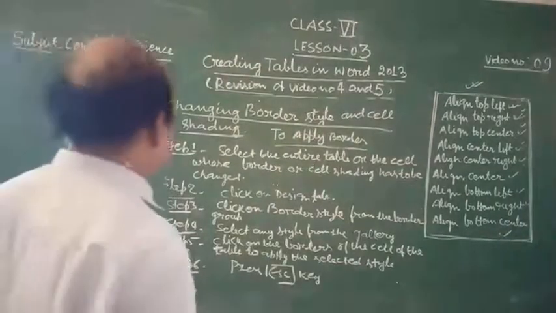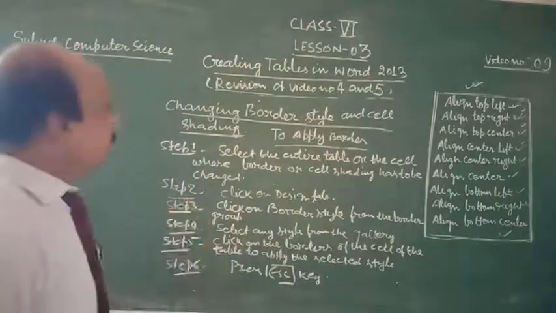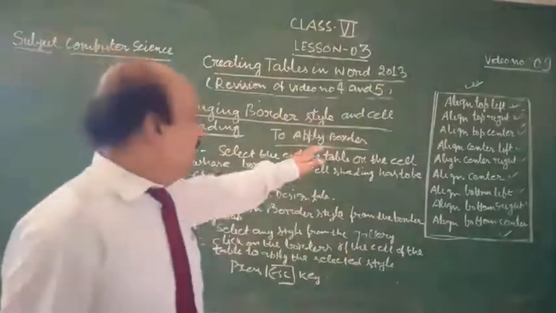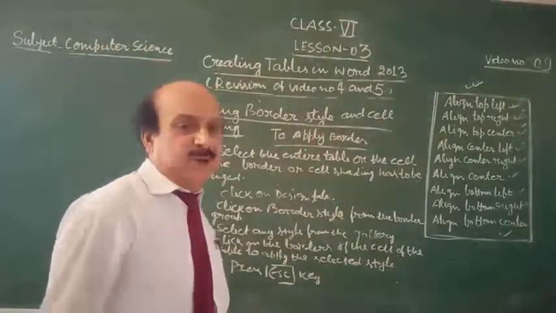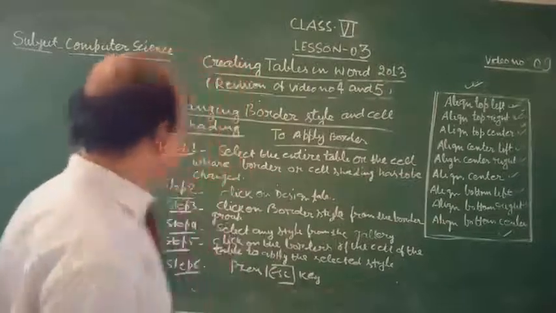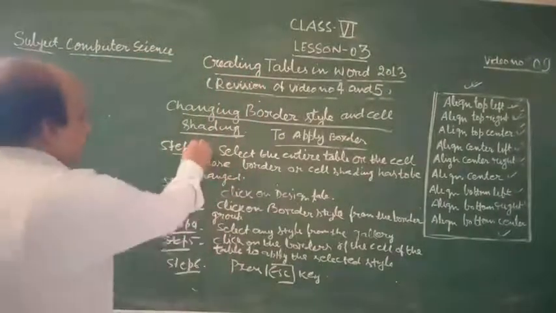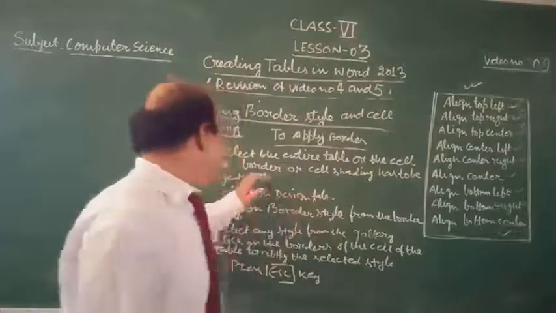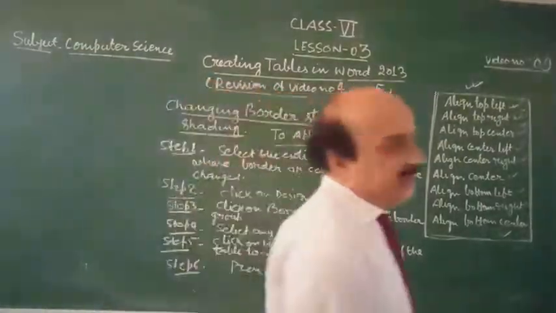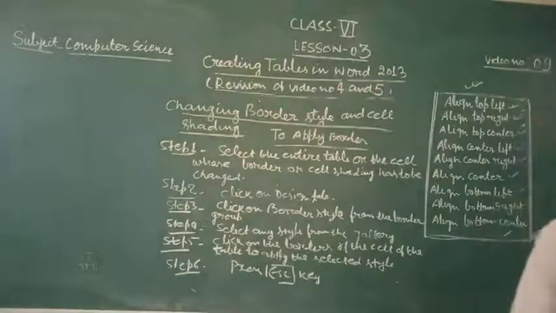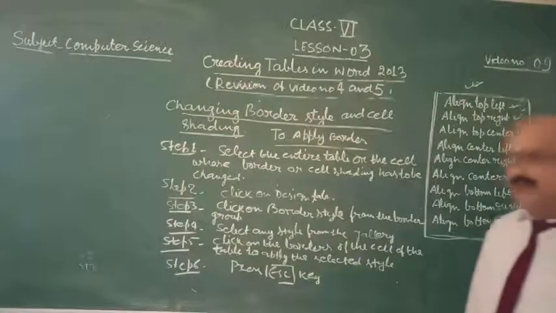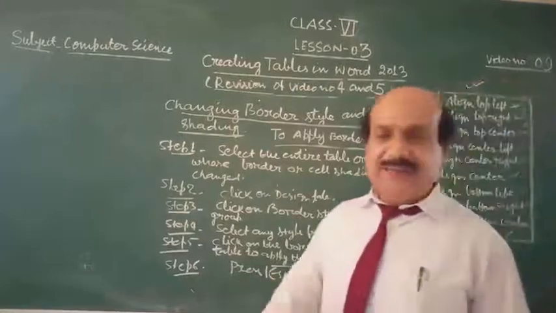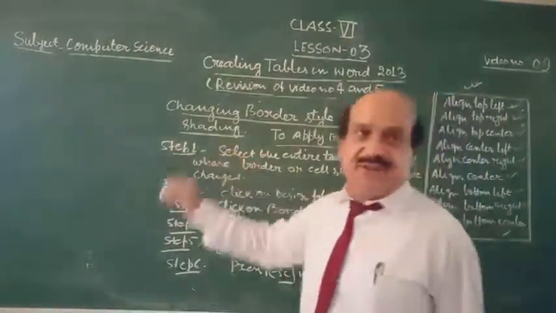Now see here, students, changing border style and shading. To apply borders, how can we apply the new border style? So I have given the steps here. Step 1: select the entire table or the cell whose border or cell shading has to be changed. First of all you will select the cells or the table whose border has to be changed. This is the first step.